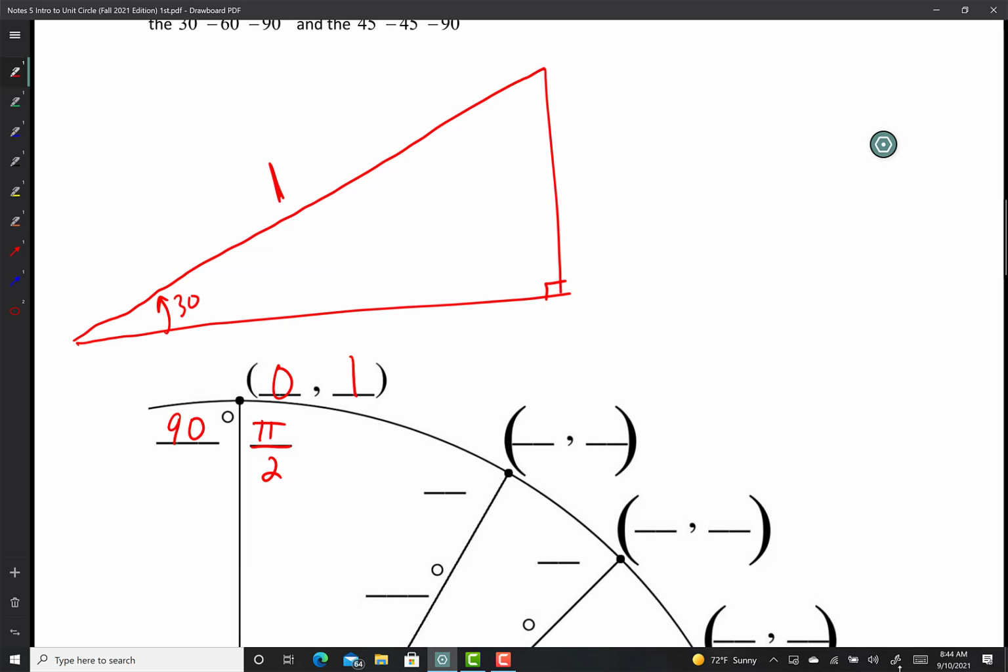What I'm trying to figure out is what is this horizontal displacement? We're going to call that an x value. And what is this vertical displacement? We're going to call that a y value. I want to know what that x and y is. So here's how we're going to do it.